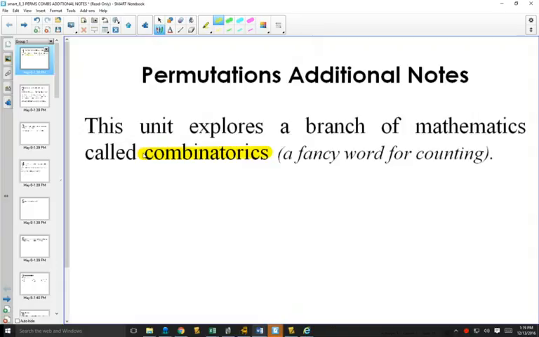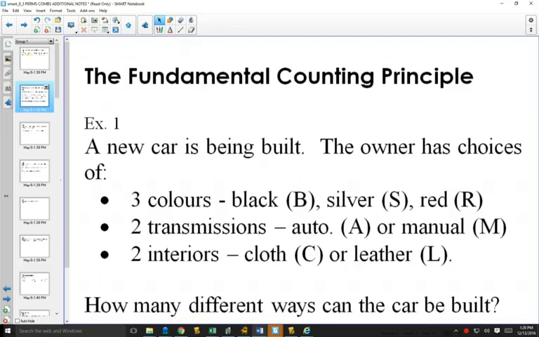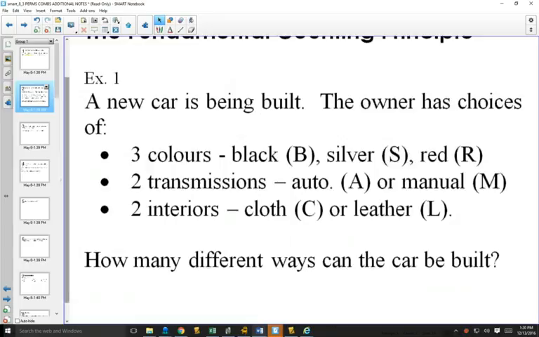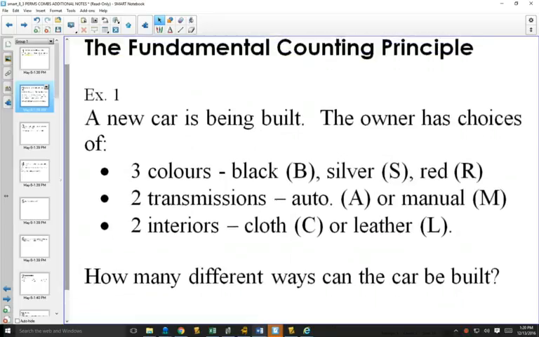Now, counting, the study of counting, is something called combinatorics. That's just the fancy word for it. And we're going to look at some extra examples. So the first thing that we've already learned is the fundamental counting principle.